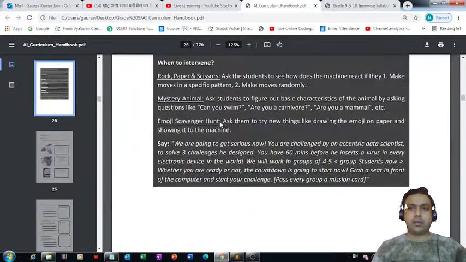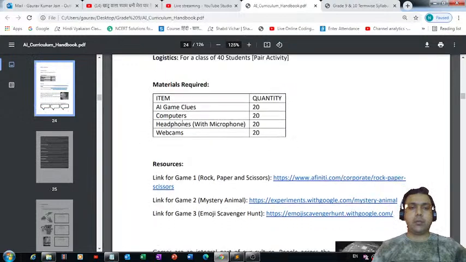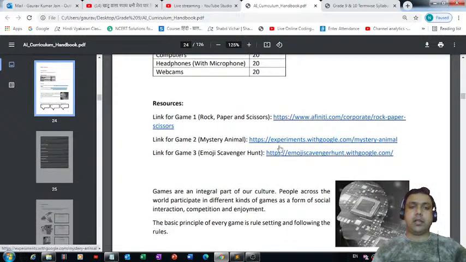Fine, let me just go back to page number 18. When you come to page number 18, there are three links given over here. This is a link for the rock paper scissors game. This is a link for the mystery animal, and this one is for the emoji scavenger hunt. When you open this link, it will redirect you to a web page where you can play the rock paper scissors game. So just play these three games and try to find out to which domains of AI these three games belong.